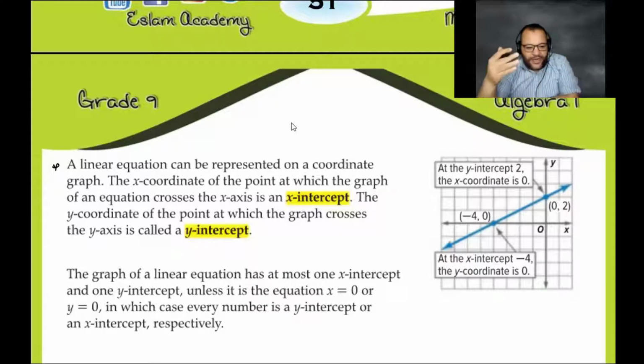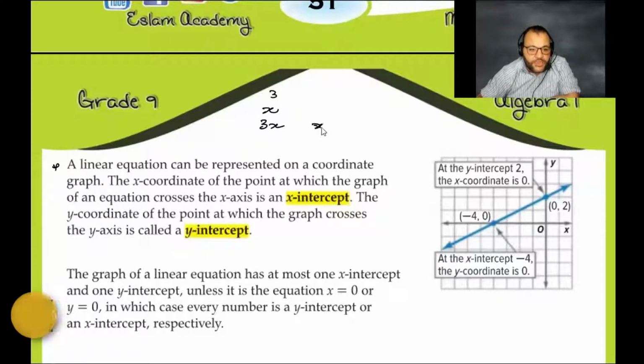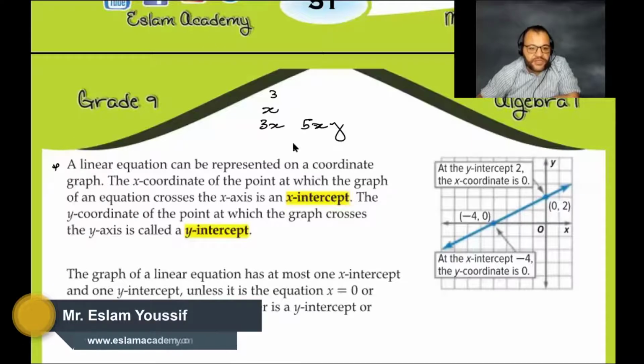Now again for this one, a linear equation is represented graphically by a straight line. To be represented graphically by a straight line, it must be of the first degree, meaning x and y must be raised to the power 1, and not all of them combined in the same term. What is the meaning of a term? It's the product of a number and a variable, or a number only, or a variable only. So we can say that x is an algebraic term, 3x is an algebraic term, 3 is an algebraic term, xy is an algebraic term, 5xy is an algebraic term.